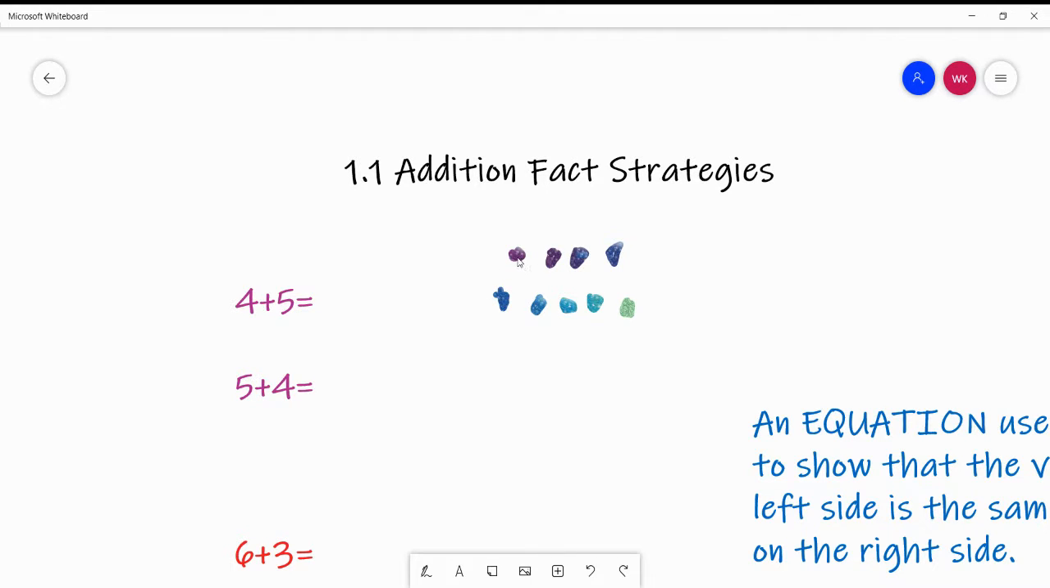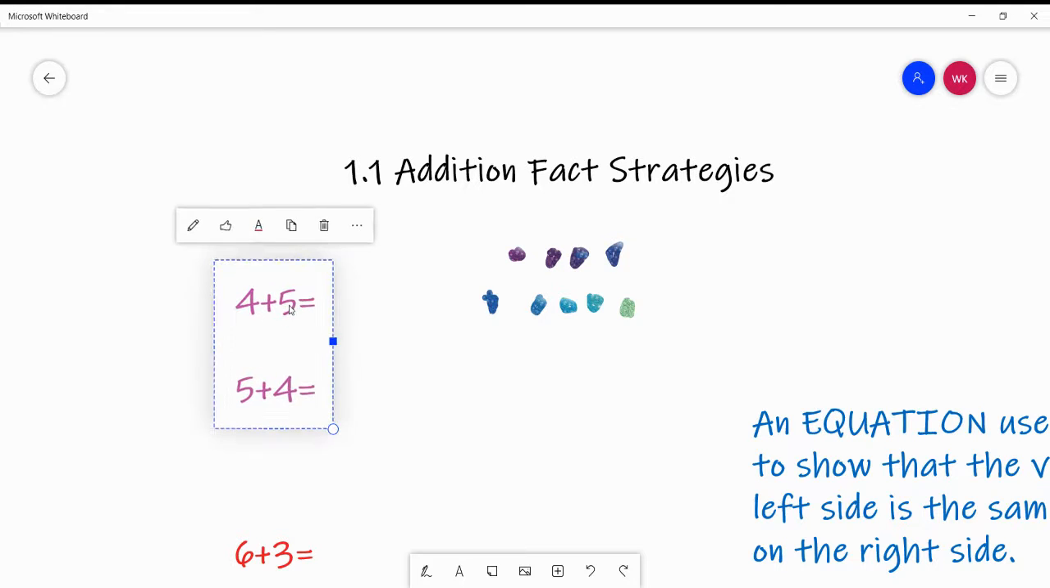So right here I drew out 1, 2, 3, 4 dots for that 4. And then I drew out 1, 2, 3, 4, 5 dots. That's 4 plus 5. So 4 plus 5, if we count them all together, we go 1, 2, 3, 4, 5, 6, 7, 8, 9. So we know that 4 plus 5 equals 9.